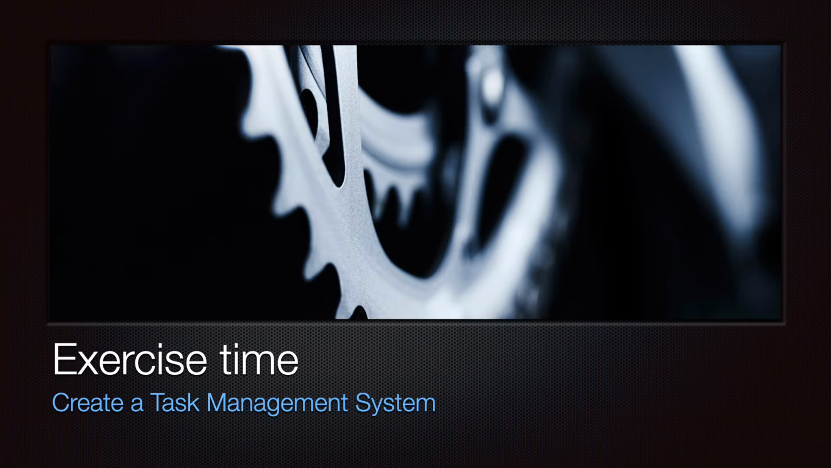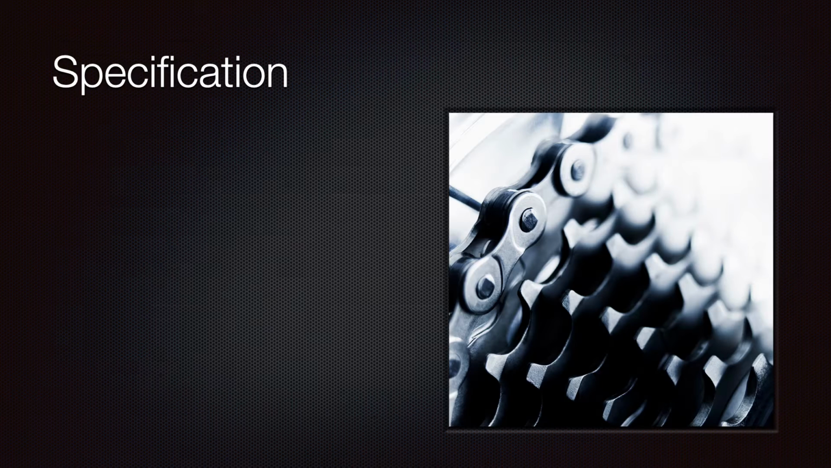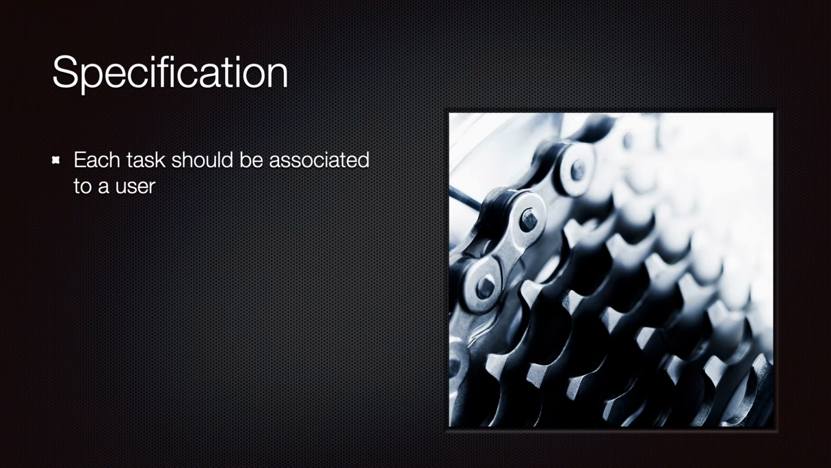Now it's time for another exercise. But in this exercise, we are going to be creating a task management system. Now, the specification is that each task should be associated to a user. Each task should have a status. This might be to do, in progress, QA for quality assurance, done, etc.